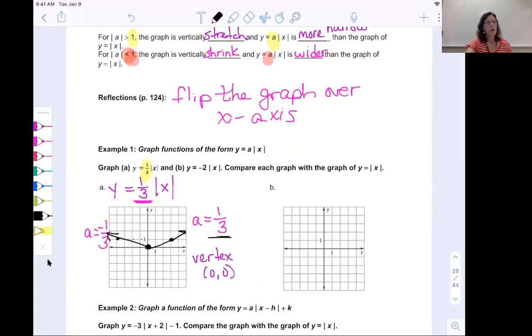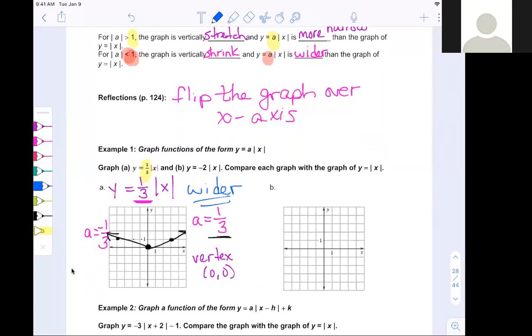Brooke, how would you say this graph compares to the regular graph if there's a 1/3 in front? It's much wider. Yeah, good. So the graph is wider. So that number in front is less than 1. It's a fraction less than 1. When that happens, we call that a vertical shrink, where the graph is wider.